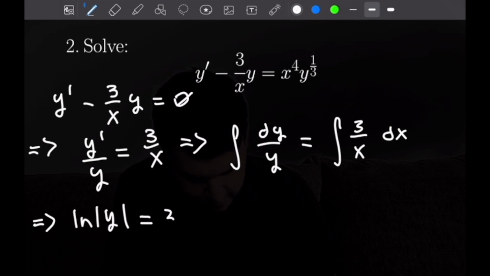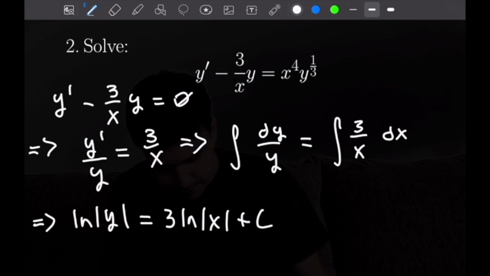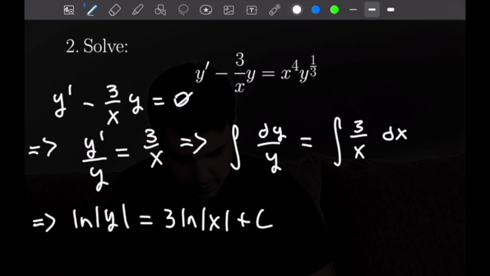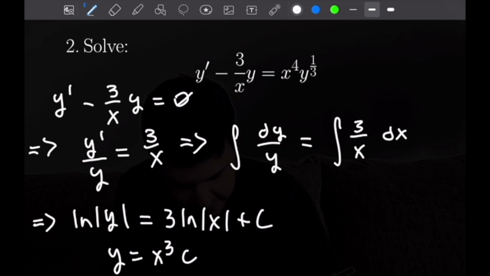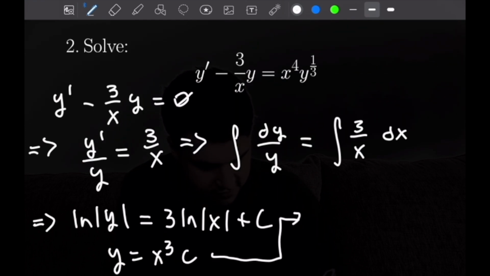for the right-hand side, we will get 3 times the natural log of the absolute value of x plus some constant c. We're going to go ahead and exponentiate both sides to solve for y, and we'll get that y is equal to x cubed times c. So we can write out the following substitutions for this Bernoulli equation.